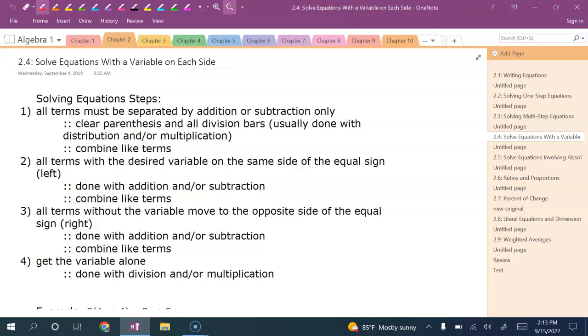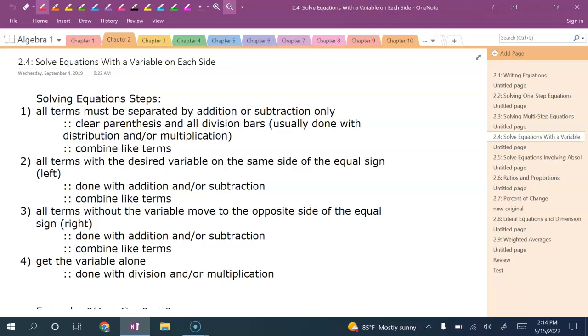Then what you're going to do is start moving terms around. A lot of times we want to try to get the items that have the variable onto the left side, so that we get that letter X or Y or whatever it might be on the left side of the equal sign, and then have the number be on the other side, the right side. A lot of times that's done with adding or subtracting terms and combining them together.